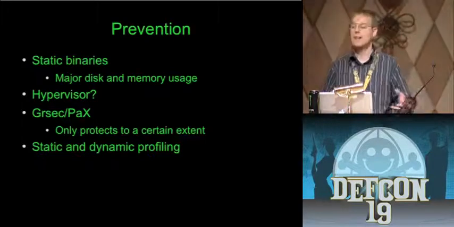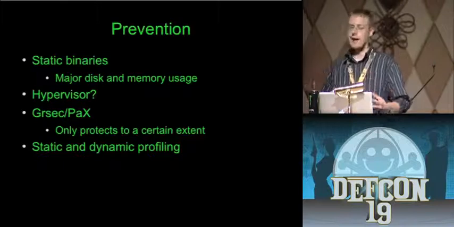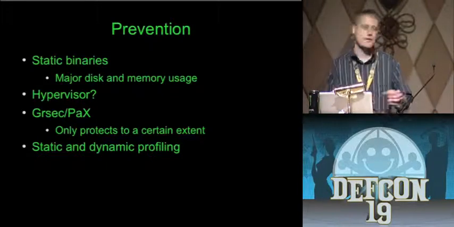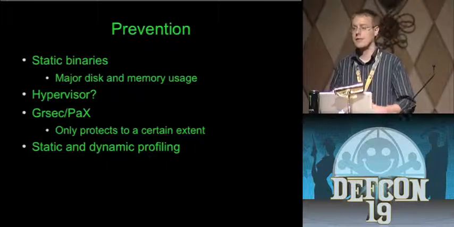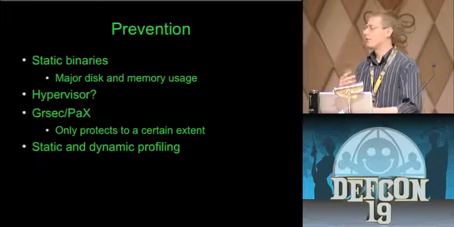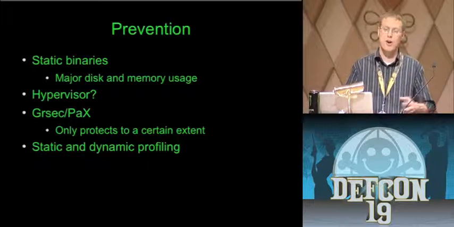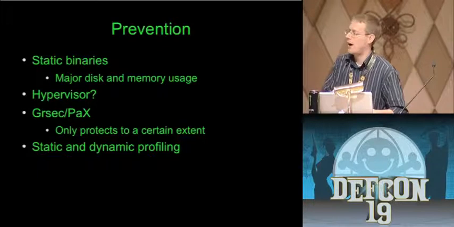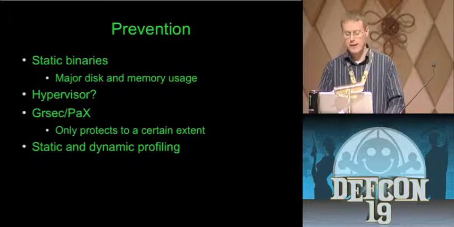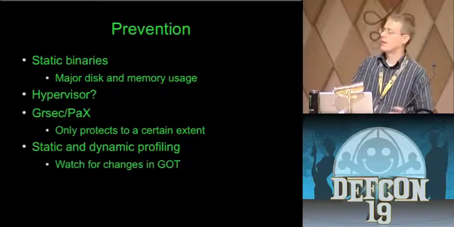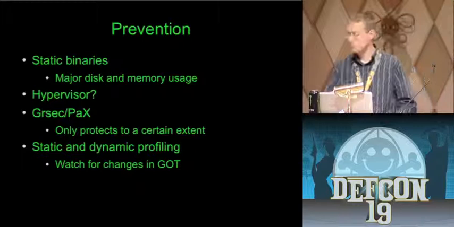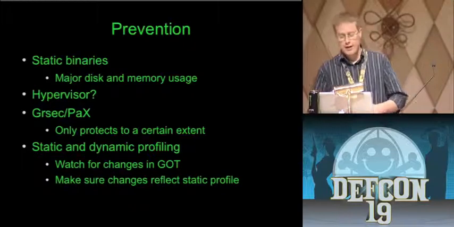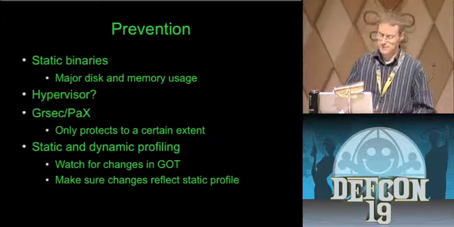Or you could use a mixture of static and dynamic profiling. So you can profile the program before it's even run and say this is what it's going to do. These are the kind of shared objects and things that it's going to run. And you can dynamically check while it's running whether the dynamic profile matches the static profile. You'll watch for changes in the global offset table, and you'll make sure changes reflect the static profile.